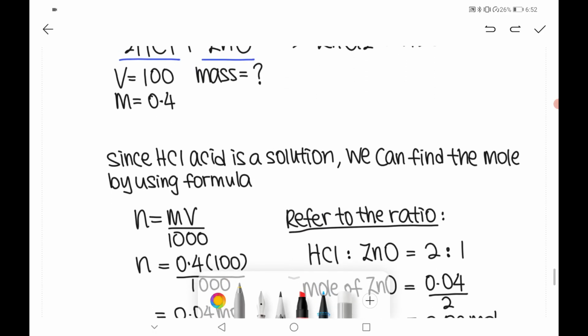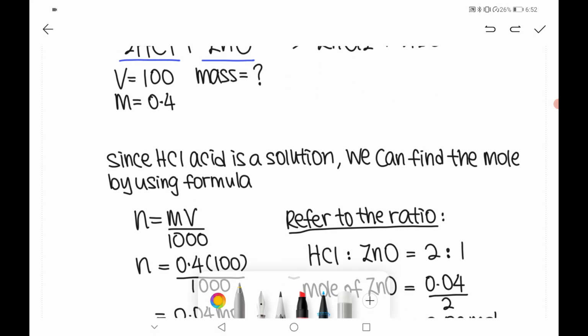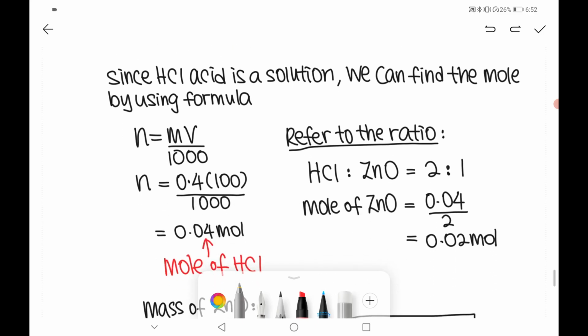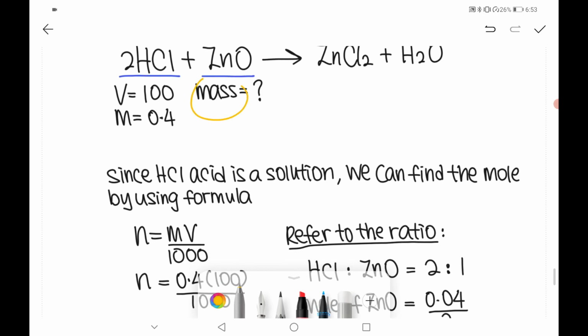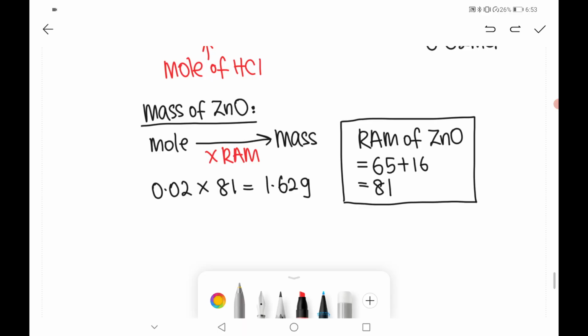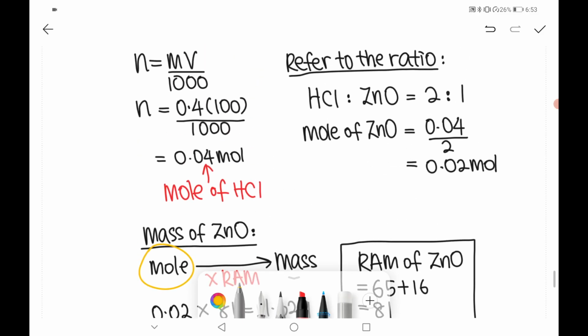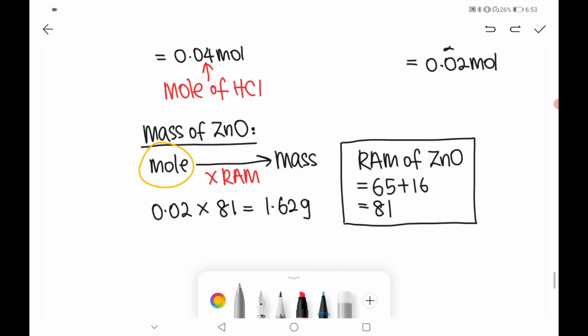Now how do we finish the whole calculation? Once you have the mole but you want to find the mass, we can use the concept we learned in Form 4, Chapter 3. Mole can be changed to mass by multiplying by RAM. So what is the mole of zinc oxide? We got 0.02, which is here. Now we need to get the RAM.